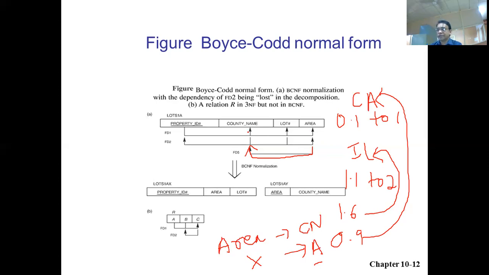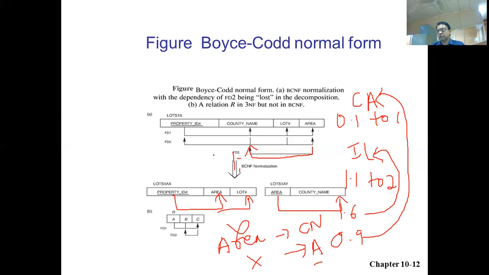So the BCNF definition says that for any functional dependency, X determines A, X should be a super key. Here, area is not a super key. Decompose the relation into two parts, because FD5 violates BCNF. So property ID determines area and lot number. This is one functional dependency. Area determines county name. So we are losing FD2 here. There is a loss of functional dependency here.